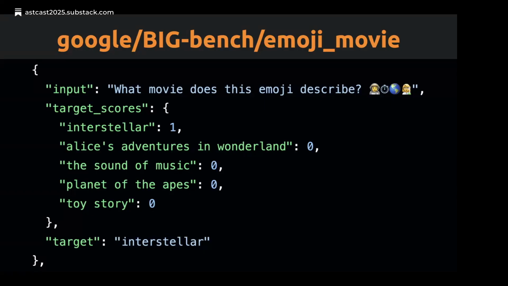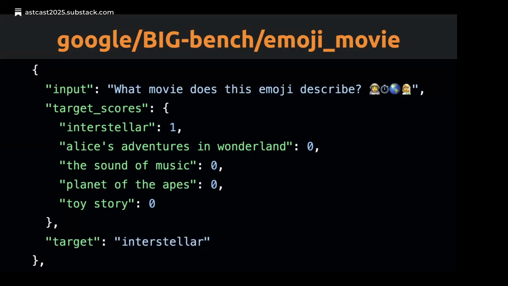So this benchmark from their big benchmark data set is called the emoji movie test data set, where you get an input, what movie is this emoji described, and they give you a sequence of emojis. And then they have two different ways of evaluating. The first one is the target, the very bottom part. That target is a binary pass or fail. In testing, we would call that a hard assertion. It either passes or it fails. It either is Interstellar or it's wrong.